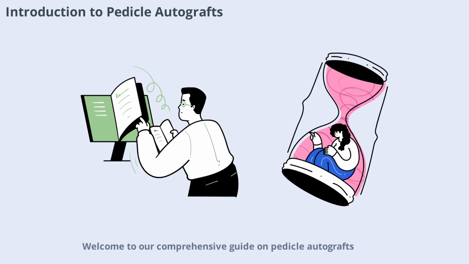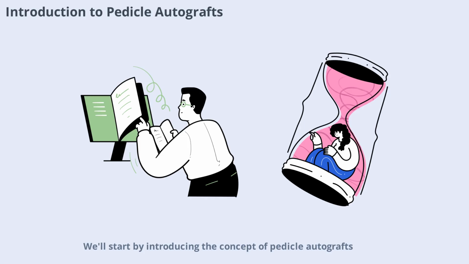Welcome to our comprehensive guide on pedicle autografts, a set of surgical techniques used in periodontal therapy to cover exposed roots and restore gingival health. In this video, we'll explore the main types of pedicle flap procedures, their indications, advantages, disadvantages, and step-by-step methods. Understanding these techniques is essential for dental professionals aiming to achieve optimal outcomes in treating gingival recession.